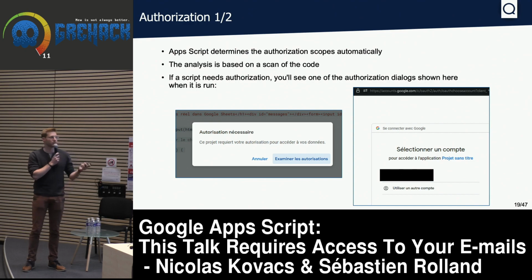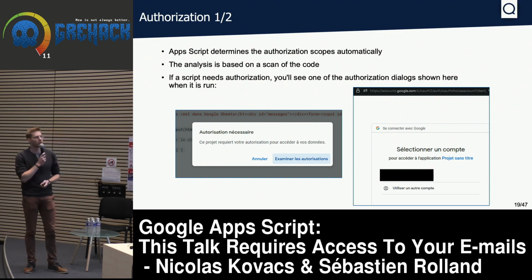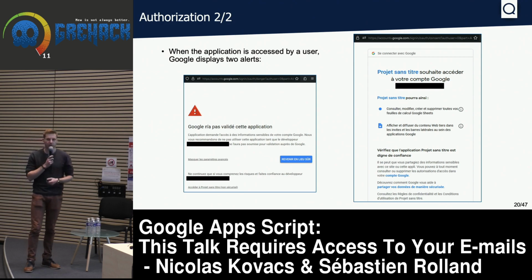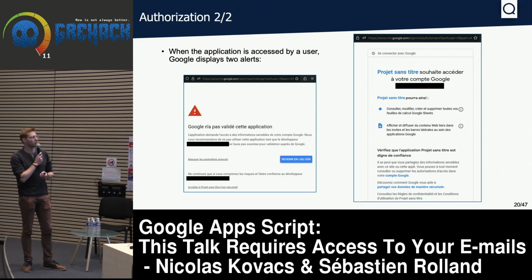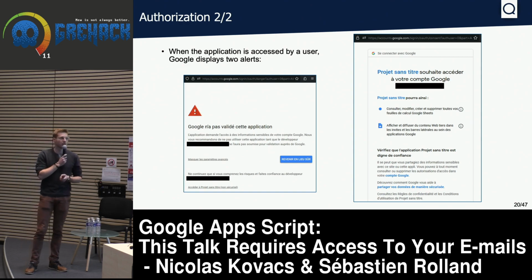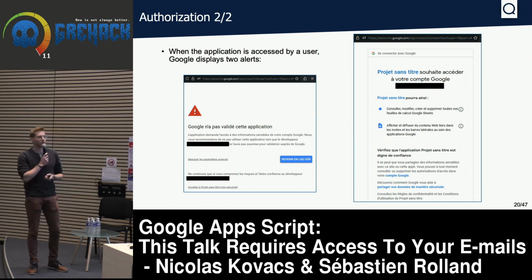So the first one is on the left, and it tells you that your script needs authorizations. Then you need to select the Google account that you want to continue with. After that, if you're accessing an application of another user, you'll get a big warning that tells you that Google has not validated the application and it may be dangerous for you. So in order to continue, you have to click on advanced parameters, and then you can continue. And finally, you have to review the permissions that your script needs, and you can accept or deny them.